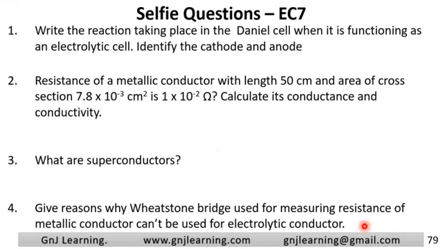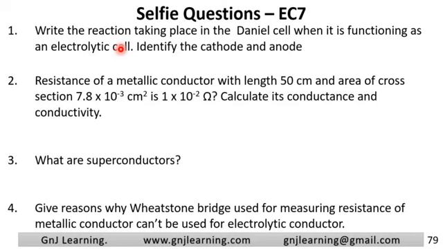Next is Selfie Questions, EC7. Write the reaction taking place in the Daniell cell when it is functioning as an electrolytic cell. Identify the cathode and anode. Now it's time to pause the video, read the questions, find the answers. Once completed, come back to the video, resume it and evaluate your answers.